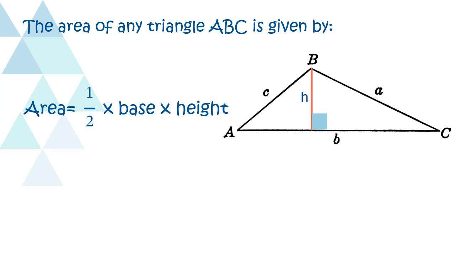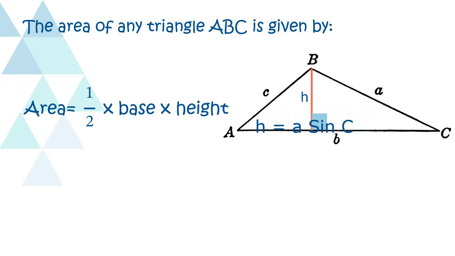As you can see, we will have two right-angled triangles. Let us look at the triangle that contains the angle C. The height is opposite to the angle C. A is the hypotenuse. This means that h, or the height, is equal to A sine C.